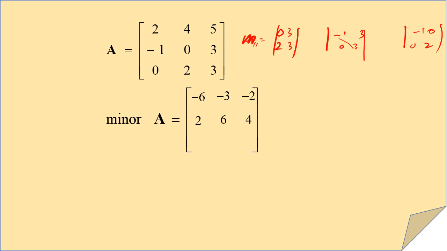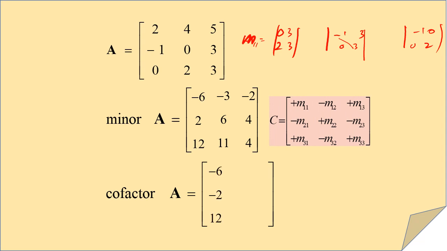And continue with row 3. 4, 3, 0, 5, 12. And then 2, 5, negative 1, 3 is 11. And then the last one, 2, 4, negative 1, 0 is 4. Okay, so we have the minor, which means that we can find the cofactor by putting the sign on each position respectively. So we have plus, minus, plus, minus, plus, minus, right? So directly we get negative 6, 3, negative 2, negative 2, 6, negative 4, 12, negative 11, 4.